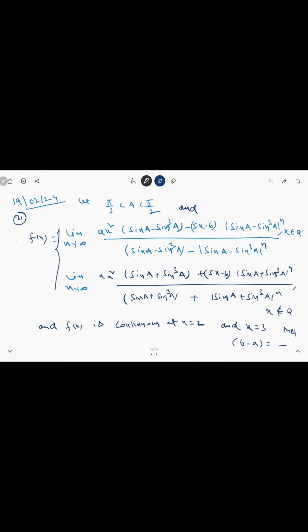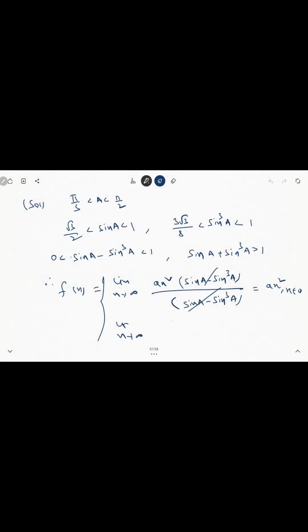Understood or not? Because we are getting this part in the denominator, so I am getting something by infinity. Hope that you got it. So we are having only 5x minus b. Understood or not? 5x minus b, for x not belonging to Q.